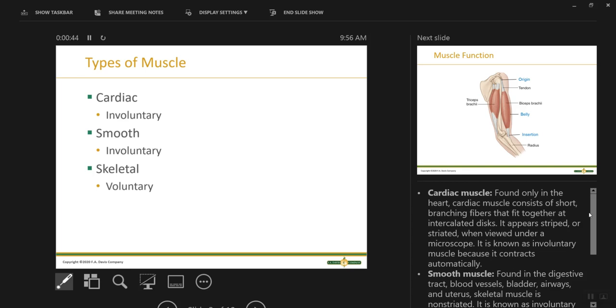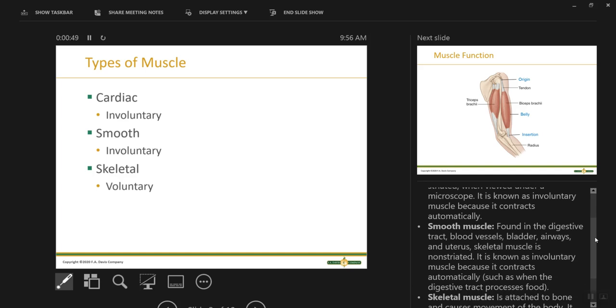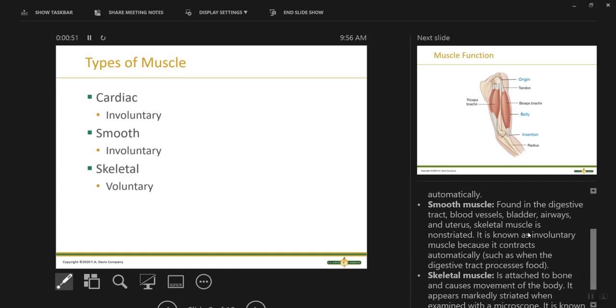Smooth muscle tissue, that's found in the digestive system, blood vessels, bladder, your airway. Okay. Both of your cardiac and your smooth muscle are involuntary. Your skeletal muscles are voluntary. So your skeletal muscle is attached to bone and it causes movement of the body. It appears striated when you look under a microscope, or like it has stripes in it.